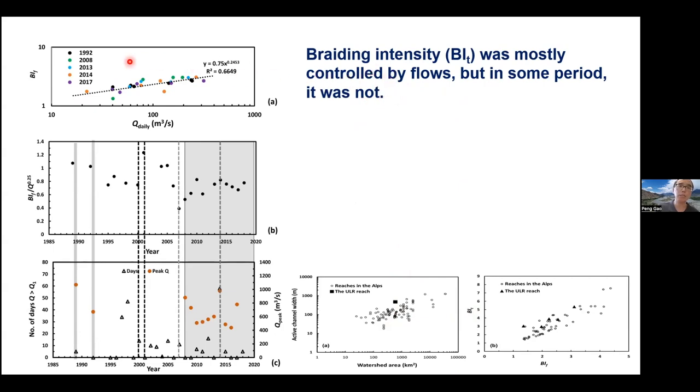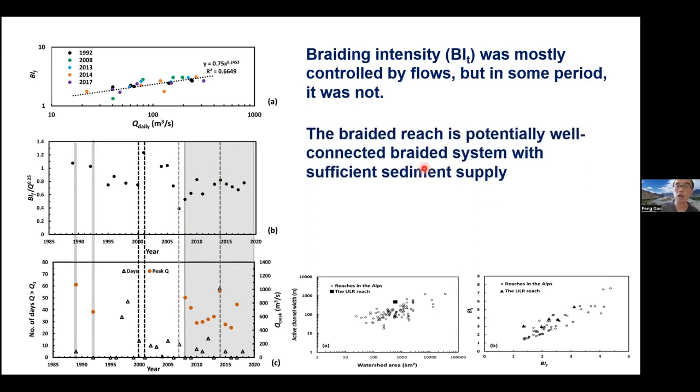And the first part is mainly based on this result. The second part comes from this period, from 2008 to 2010. You can see the peak discharge actually decreases. You would expect that the decrease of a peak discharge would cause deposition of sediment, which will cause the decrease of braiding intensity. But if you look at the braiding intensity in this period, they are increasing. This basically shows you the complexity of morphological adjustment to the variable hydrological processes.